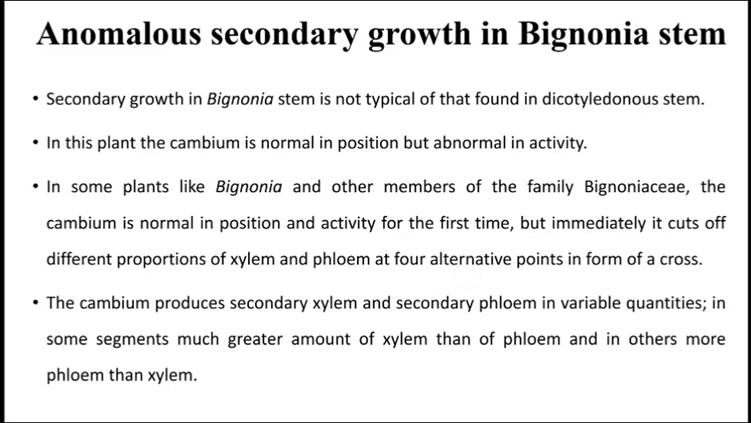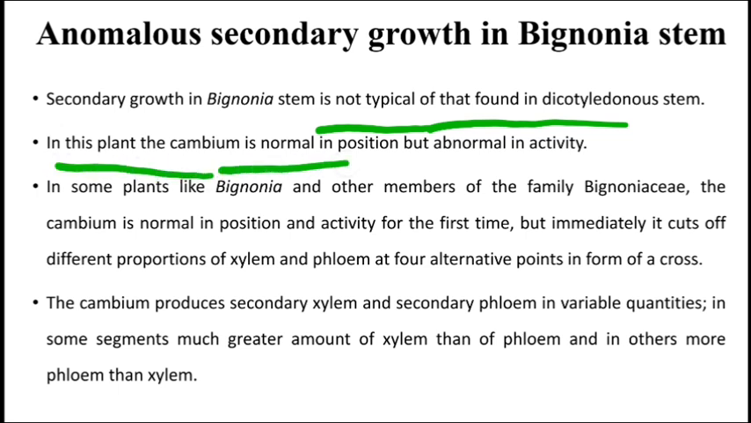These are some examples of anomalous secondary growth. At first, anomalous secondary growth in Bignonia stem. Secondary growth in Bignonia stem is not typical of that found in a dicot stem; it shows some deviations. In this plant, cambium is normal in position but shows abnormal activity. At first, remember this point: here, cambium is normal but shows abnormal activity.